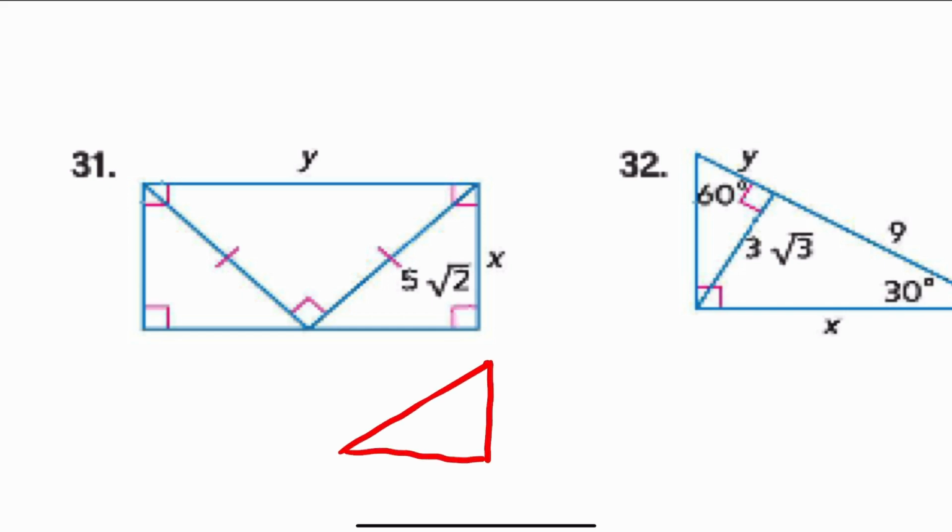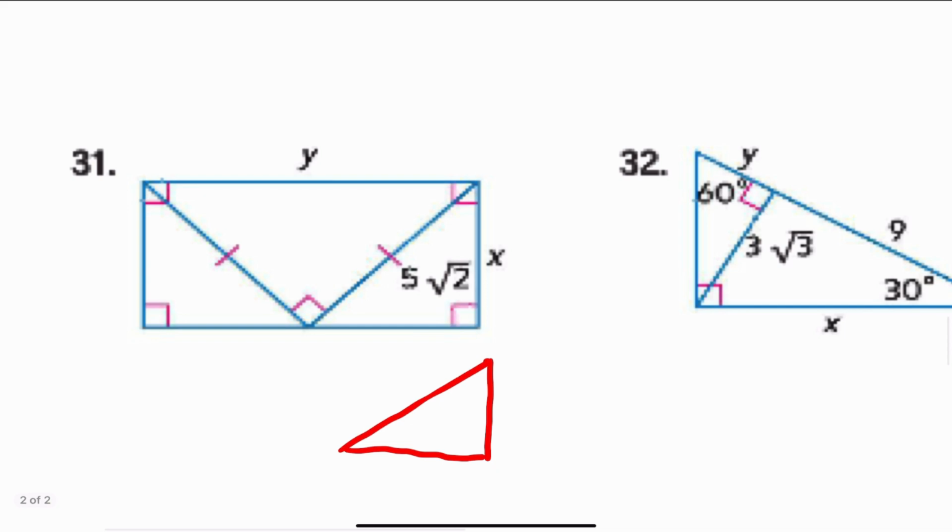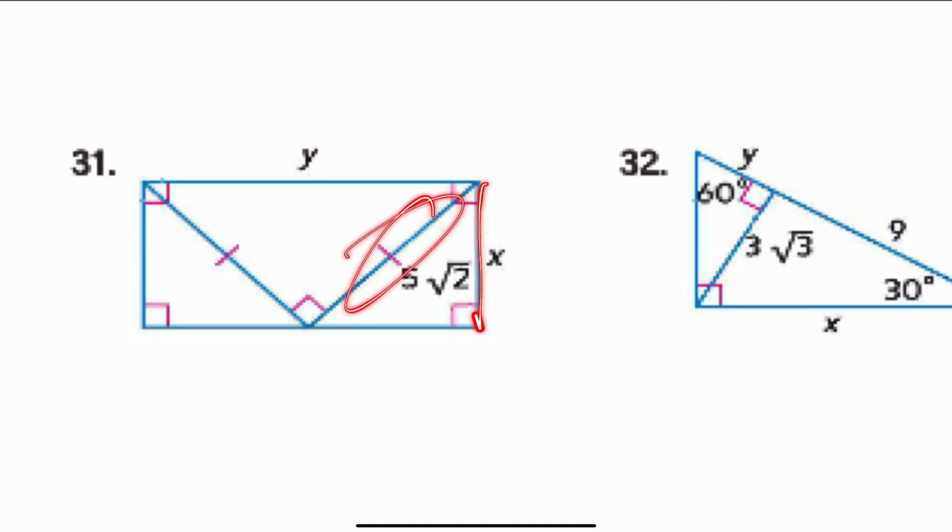This is a big figure. I want you to think small. So we have X, this is 90. This segment here is... Actually, no, I didn't realize there's a Y here. Okay, I'm going to start over. But again, this is X and this is 5 root 2.